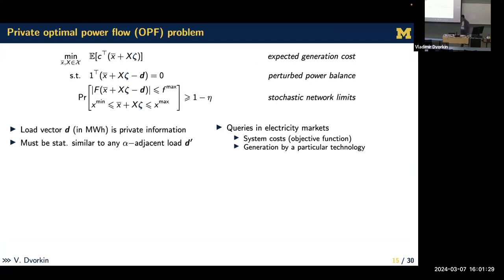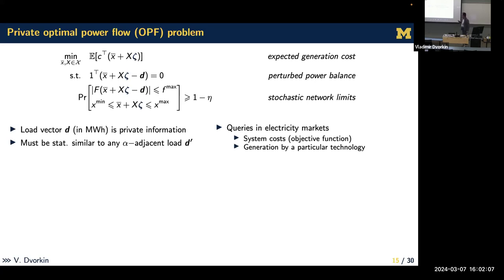There are a few applications for that. One of them is the privacy-preserving optimal power flow problem. This problem is solved in power grids to obtain feasible and least-cost generator dispatch to satisfy the loads. Load information we can think of as a private datum. And we would like to solve this problem such that when we make a query, when we ask for some aggregated generation or for system cost, the value of the objective function, adjacent load vectors will be statistically similar.